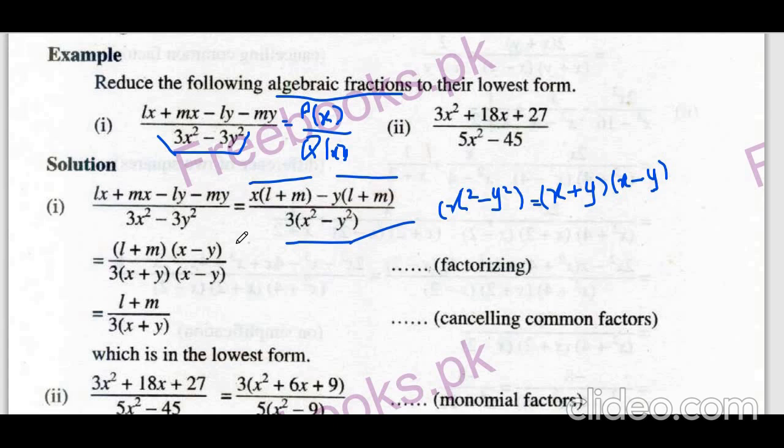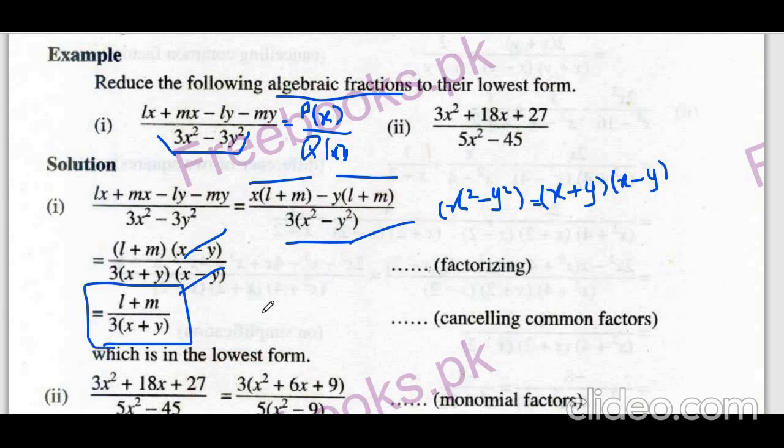Now we can cancel the common factors. x minus y, x minus y. We get l plus m by 3 into x plus y. Now this is the term which is in its lowest form.